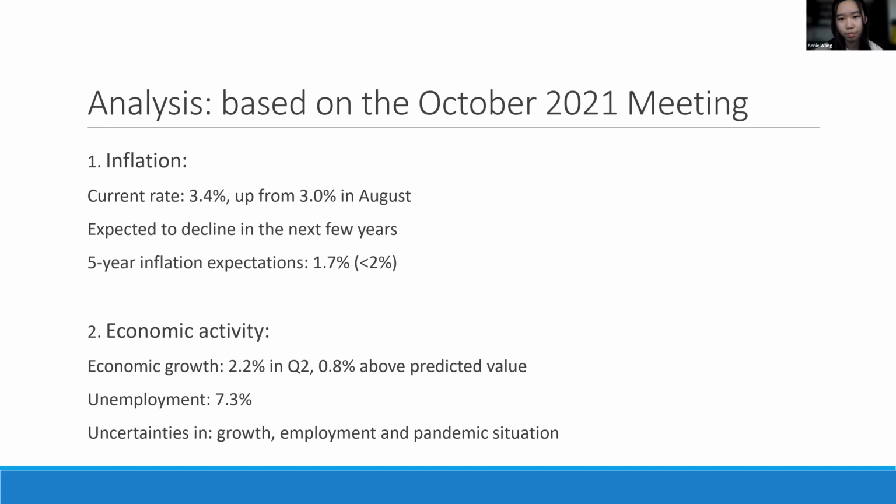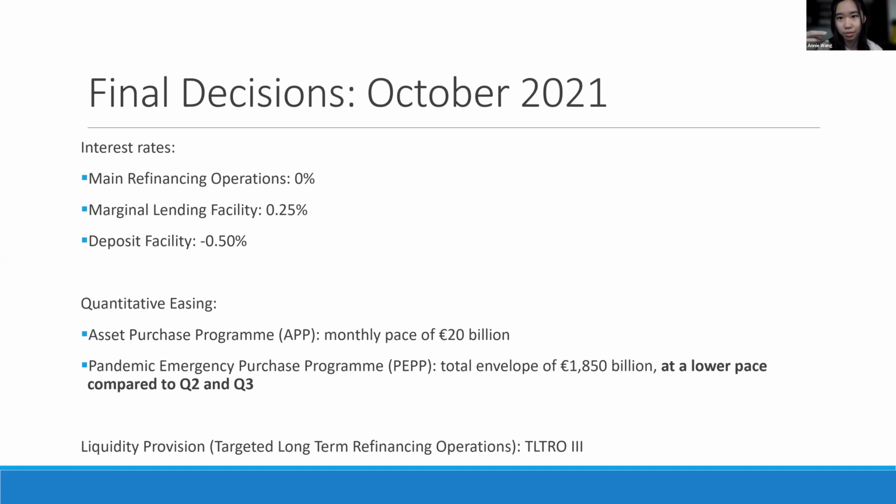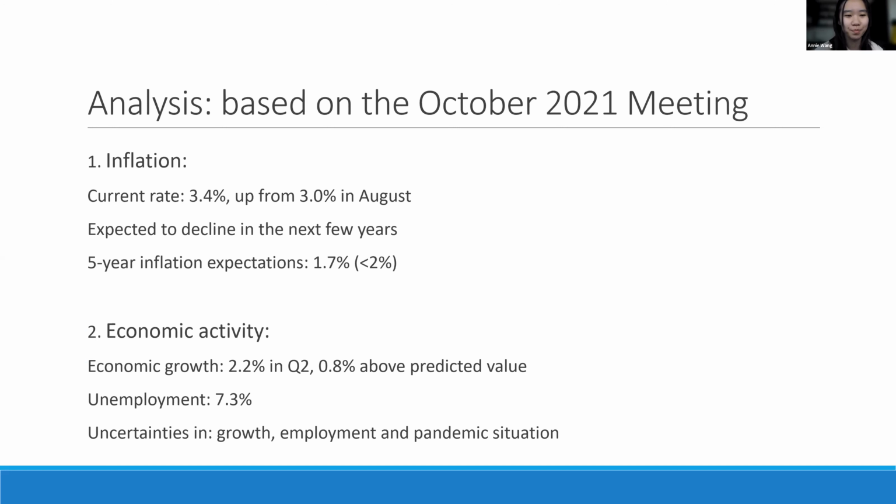We then look at the 5-year inflation expectations. This is currently at 1.7%. As you can see, this is below the target of 2%. With this deviation in mind, the Governing Council felt that monetary policy needs to remain expansionary. We then move on to economic analysis. Firstly, we look at the previous slide. Yeah, there we go.